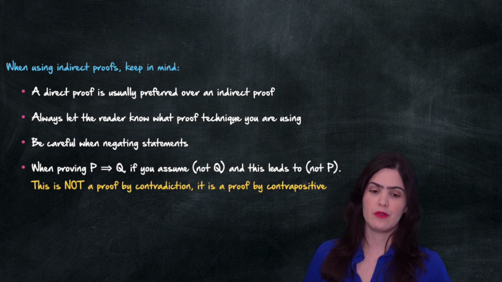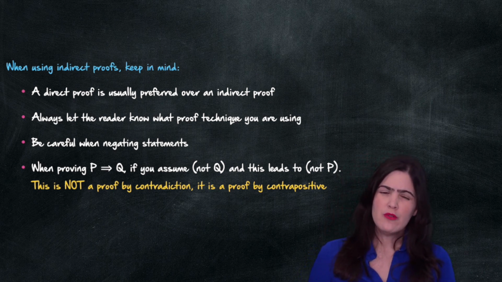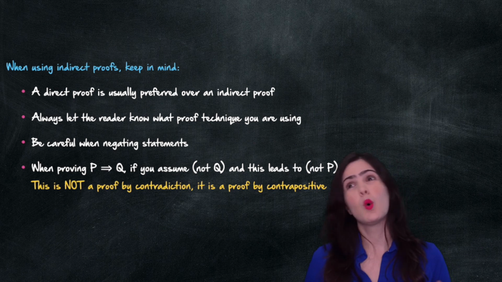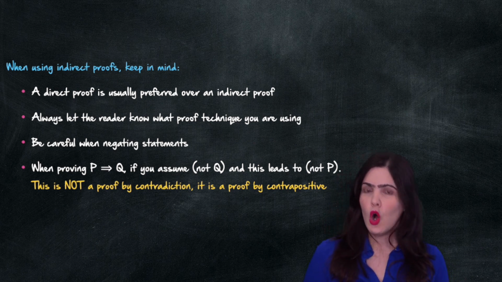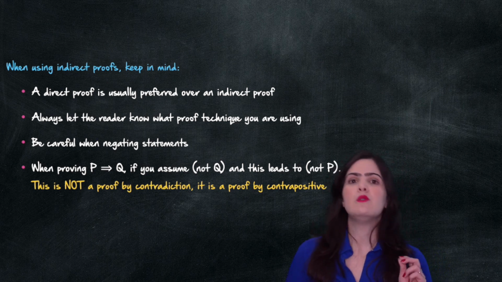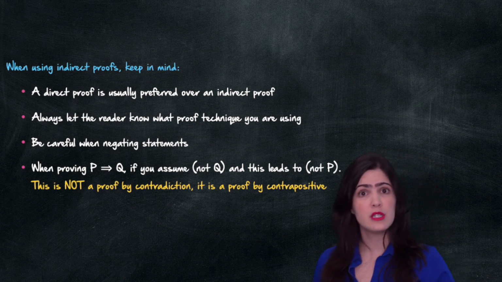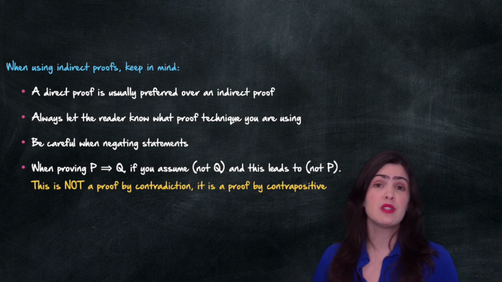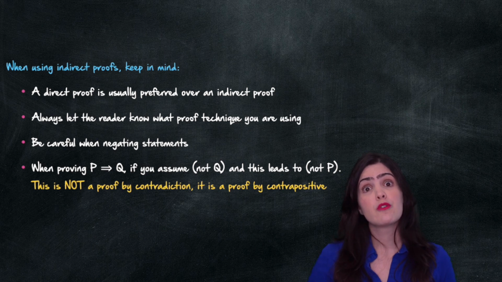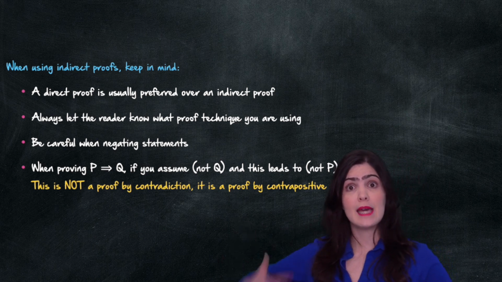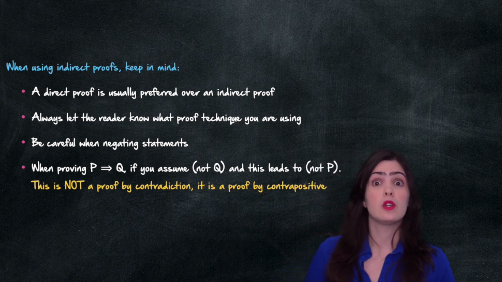Okay, and now I want to tell you a few things that you need to keep in mind when you're using indirect proof. First of all, a direct proof is usually preferred over an indirect proof, unless this indirect proof makes the proof a lot clearer or shorter. Always let the reader know what proof technique you are using. If you are using a proof by contrapositive, tell the reader we're going to prove the contrapositive, and state the contrapositive. If you are doing a proof by contradiction, say, assume for the sake of contradiction that, and then you say what you're assuming.